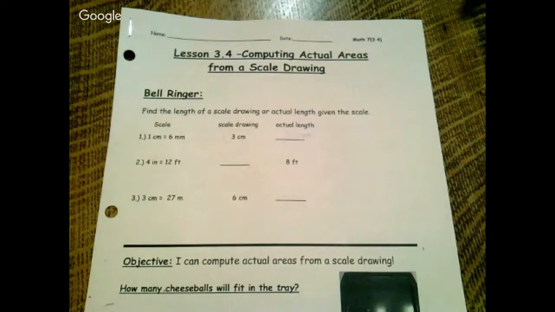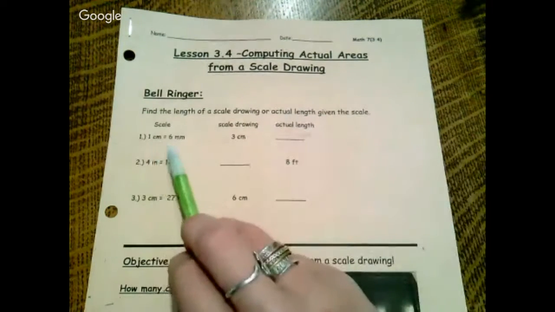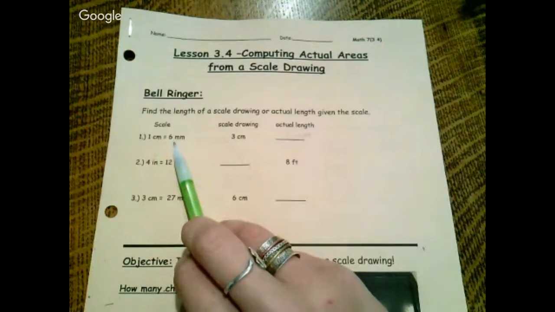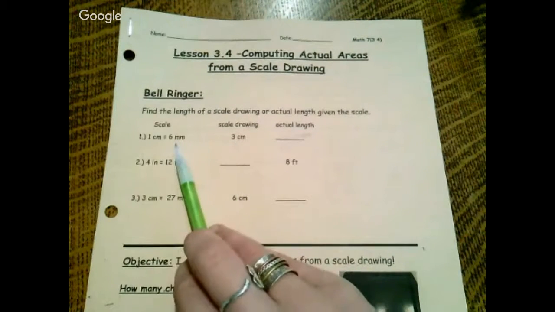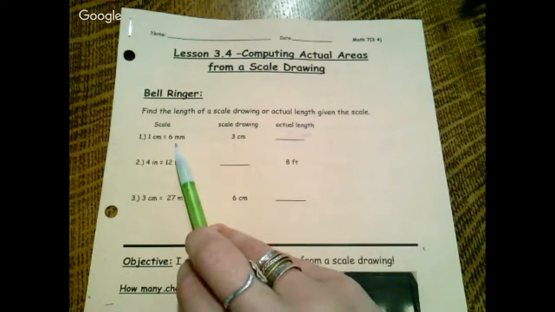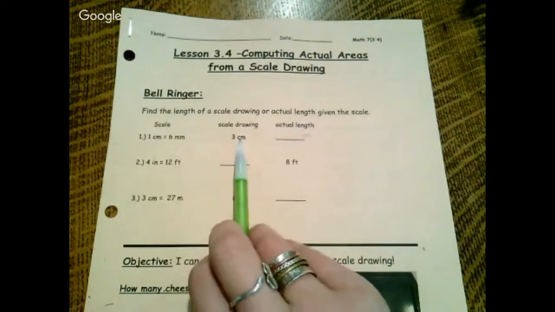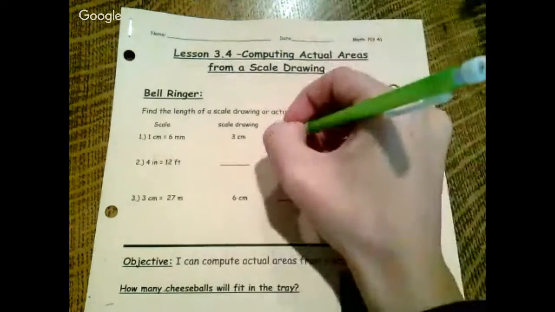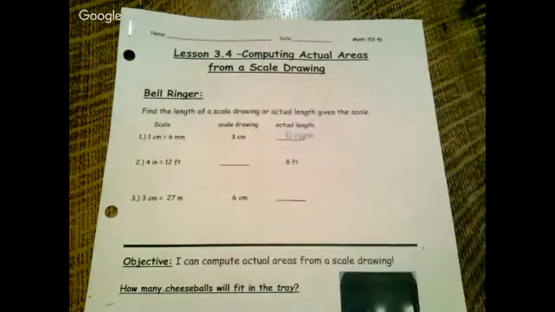So for our bell ringer, we have to find the length of a scale drawing or actual length given the scale. So the first one, we have 1 centimeter to 6 millimeters. So if I have 3 centimeters, how many millimeters am I going to have? Well, 3 times 6 tells me I'm going to have 18 millimeters.